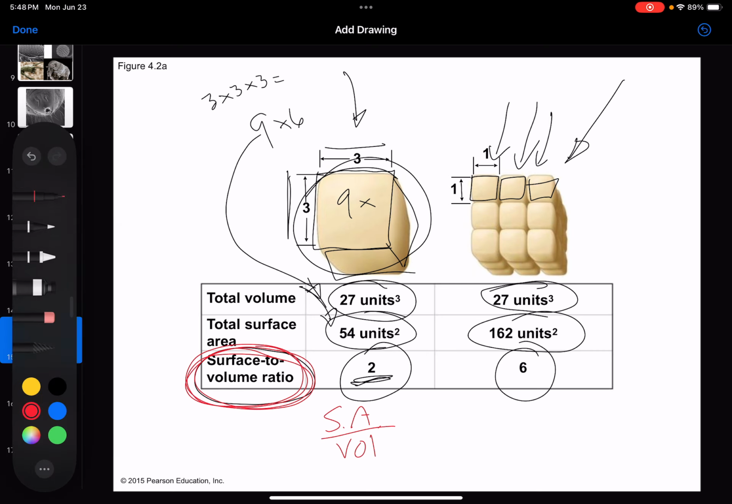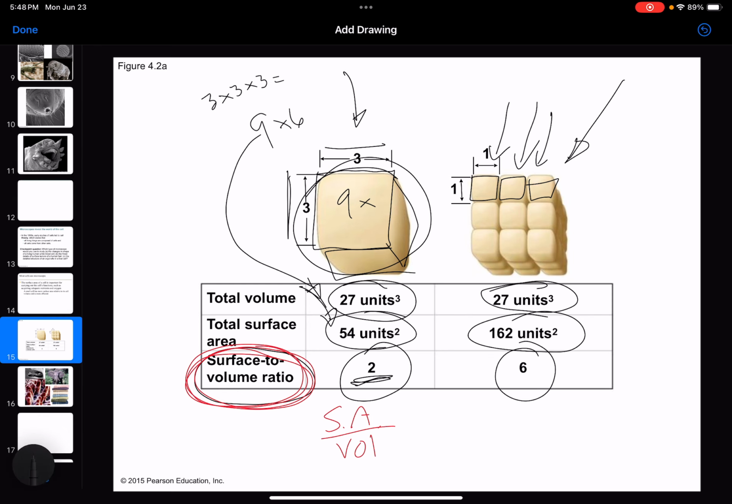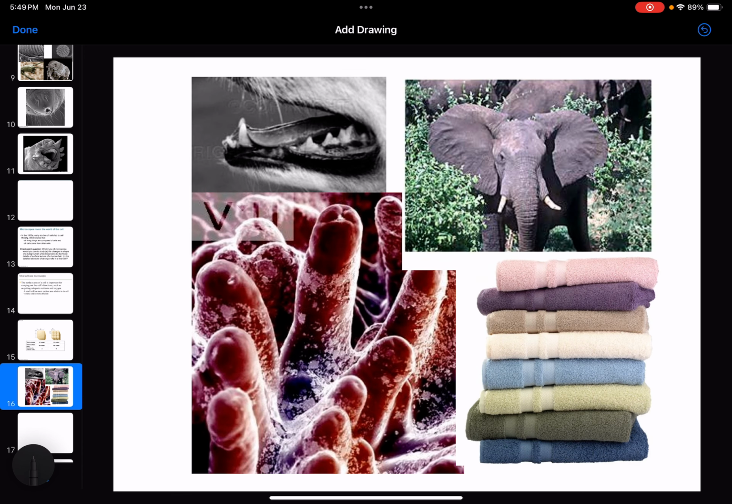Okay, so how is it that we see evidence of high surface area to volume ratios being so important to life? All right, here's a series of images to help us understand it. Let's begin with the elephant in the upper right. The elephant has massive ears. And if you were to describe those ears, can we agree that they have a lot of surface area? They make a lot of contact with the environment, right?